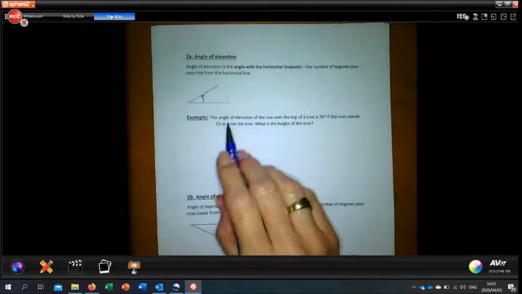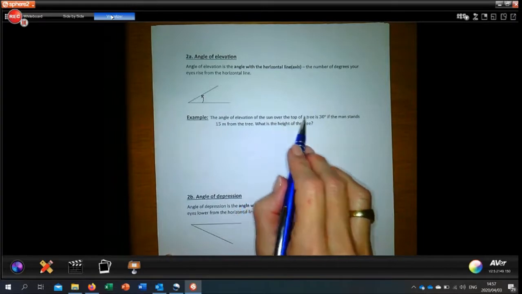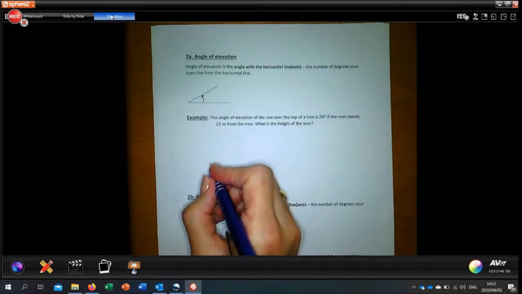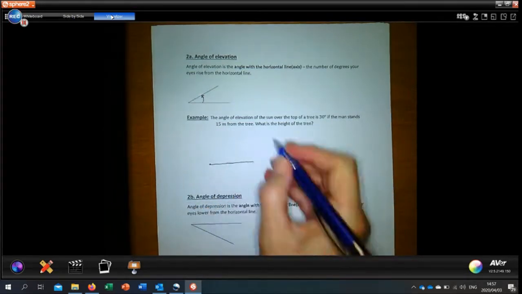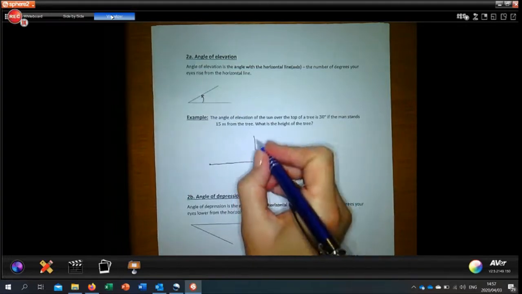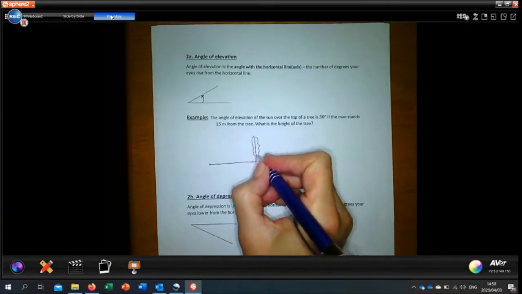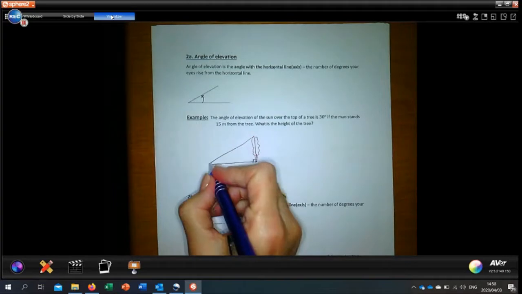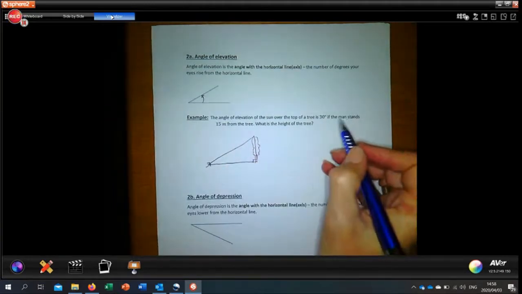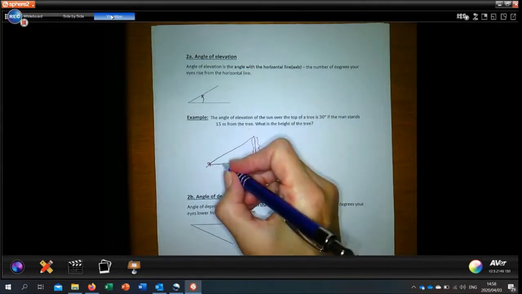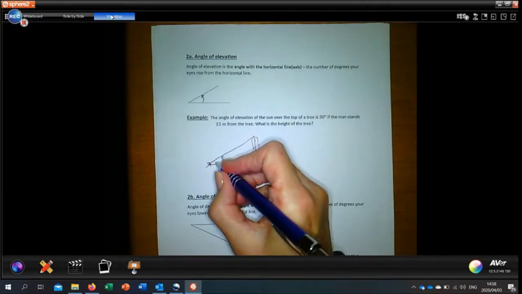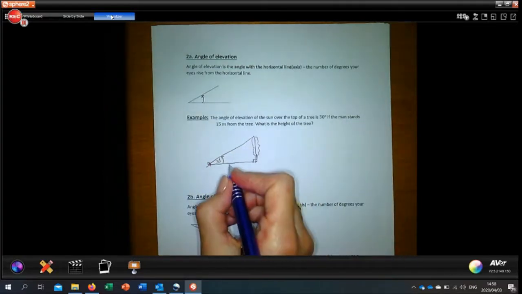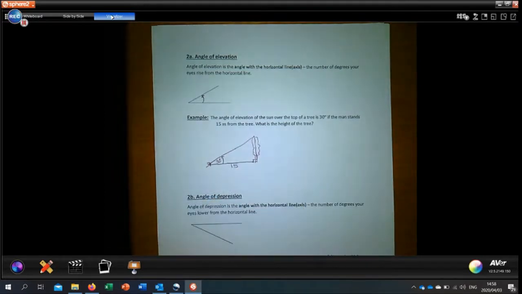First example, the angle of elevation of the sun over the top of a tree is 30 degrees. So if the man stands 15 meters from the tree, so here I am, or the man, and there's our tree. I totally believe that you will understand why I'm not going to draw the tree. Right, we don't need to do that. We are going to say, but this tree is 90 degrees. Here's my little man standing there. So the angle that he makes, angle of elevation from horizontal upwards, is 30 degrees, and the man stands 15 meters from the tree. So I hope all of you can understand that that's my 15.